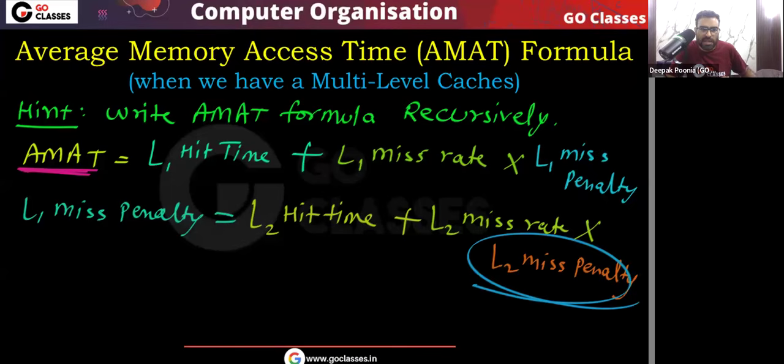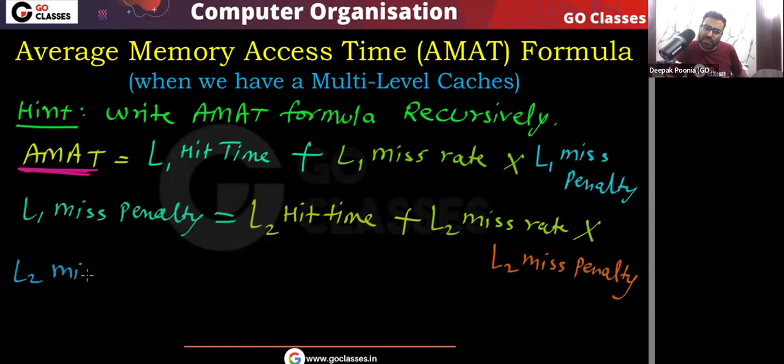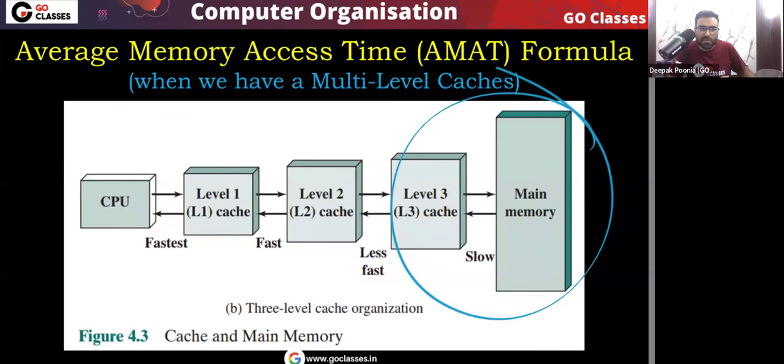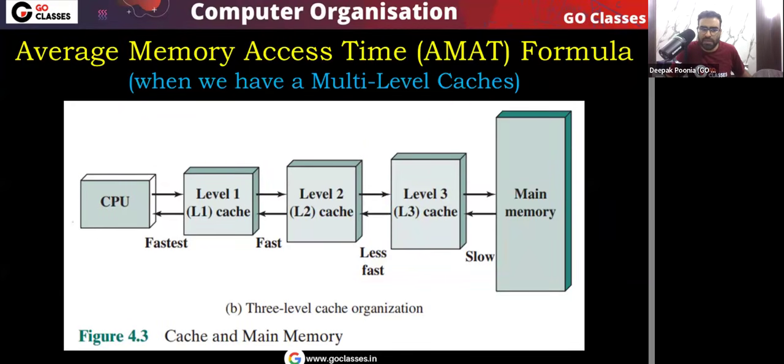Now let's again focus on this L2 miss penalty. What will this L2 miss penalty be? L2 miss penalty simply means that after the detection of an L2 miss, the entire additional time taken is called the L2 miss penalty. So when there is an L2 miss, then we will always access the L3 cache first to check whether there is a hit or a miss. And when there is a miss in the L3 cache, then we will access the main memory.